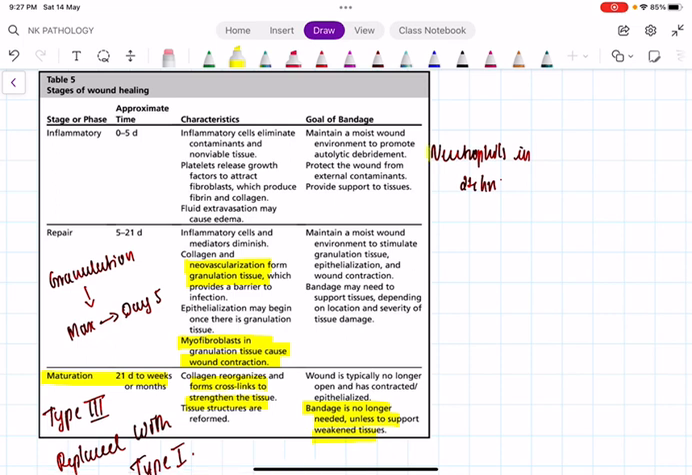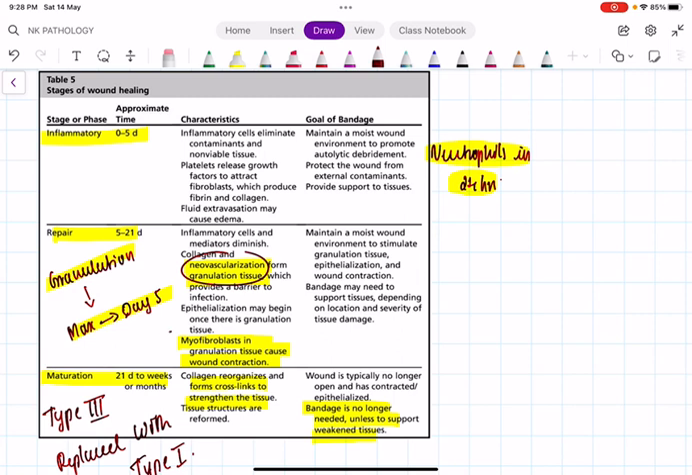The neutrophils appear within 24 hours, with the maximum peak within 24 hours. The inflammatory phase is between 0 to 5 days, repair between 5 to 21 days and maturation is between 21 days to some months. Here is an important question: the granulation is maximum on which day? Day 5. Neovascularization is maximum on which day? Again, it is day 5.